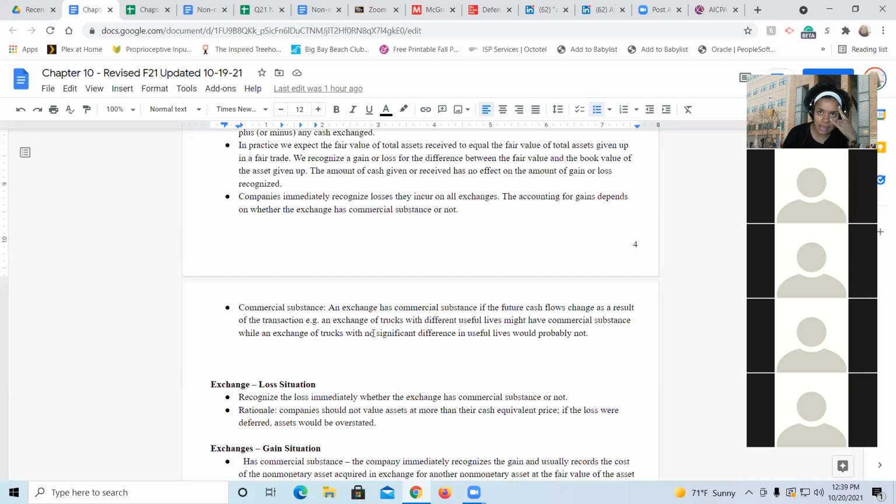So in your questions, they will state whether the transaction has commercial substance or not. And here's the takeaway. If you've now forgotten everything I just said, which is fine, because we'll go over it again, the takeaway is all losses are recorded, regardless of whether the transaction has commercial substance or not. Gains on an exchange are only recorded if the transaction has commercial substance. That's what you need to take away from the discussion around gains and losses. I'm going to leave it there for now.